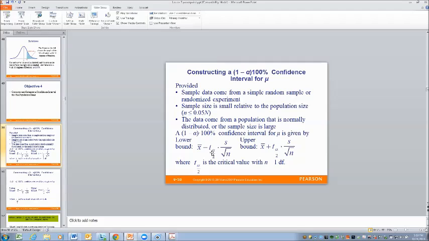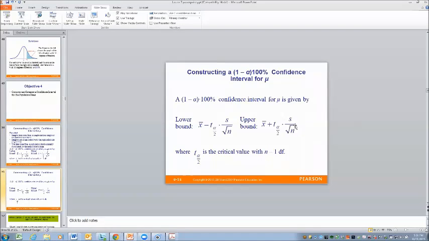So we're going to have 2.5%, 0.05 over 2, in each end. So we're going to find the t-value where there's 2.5% of the area in each tail. And I'm going to add on that number of steps where the step size is s over the square root of n, and I'm going to subtract off the number of steps where the step size is s over the square root of n. So that gives us our confidence interval for the mean.